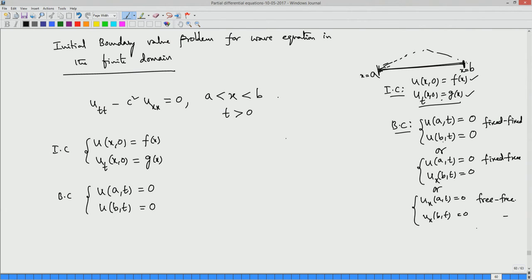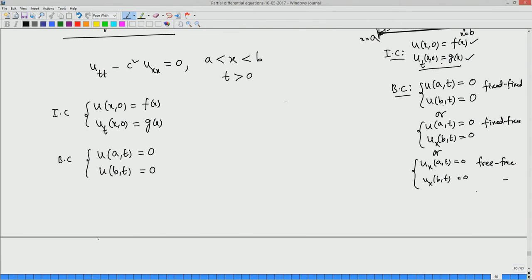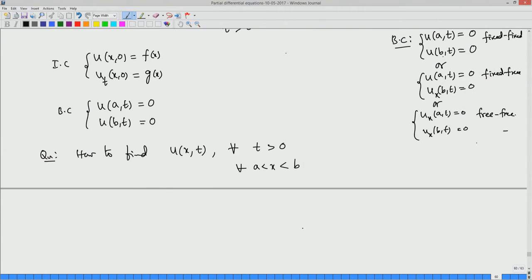Now, how do I solve? How do I find my u of x, t for all t? So, initially you know something, boundary data you know. So, the question is how to solve, how to find the displacement of the string for all times, for all t positive and for every x, everywhere along the string. How do you find the displacement? This is the question.